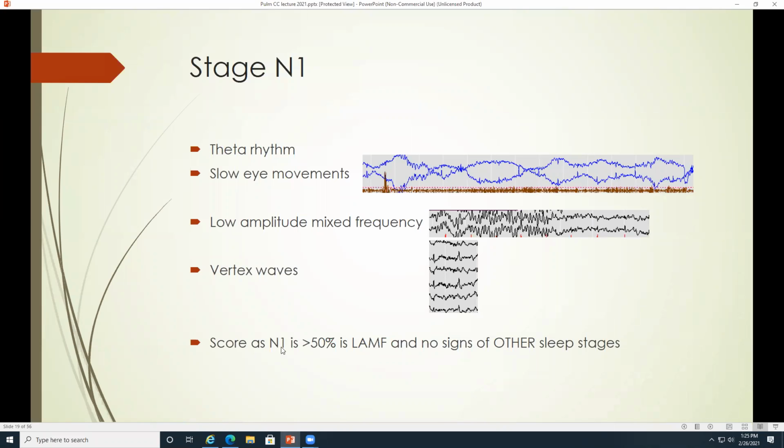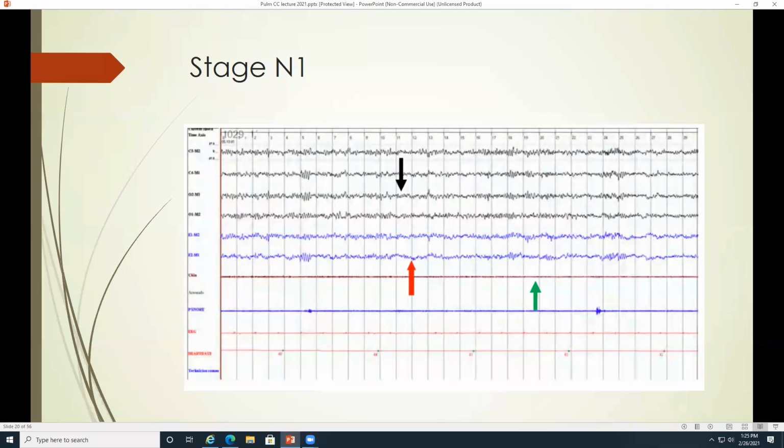You score N1 if 50% of the epoch is low amplitude mixed frequency and there are no other signs of other sleep stages. So if you see that they're asleep, but there's nothing else that jumps out, you can score it as N1. Here is an example of N1 from the review book. Again, low amplitude mixed frequency, really nothing that jumps out at you. There's a slight rolling of the eye there, but nothing else that is really interesting.